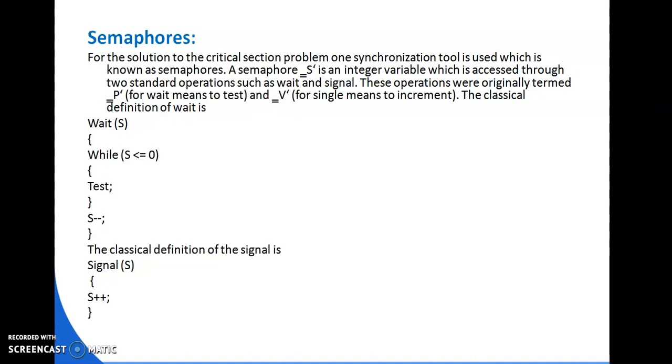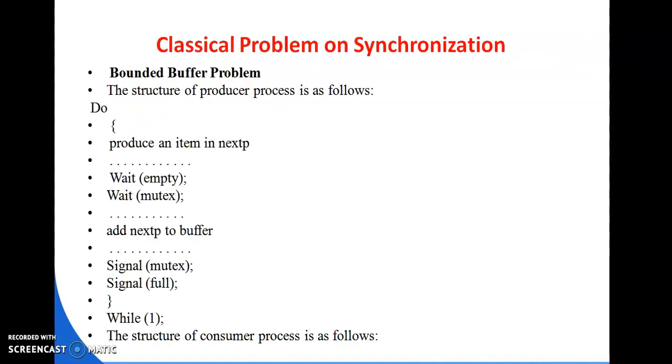Next we're going to discuss the classical problems of the semaphore. There are various types of problems which are proposed for synchronization schemes. The first one is the bounded buffer problem. This problem is commonly used to illustrate the power of synchronization primitives. In this scheme, we assume that the pool consists of n buffers, each capable of holding one item.